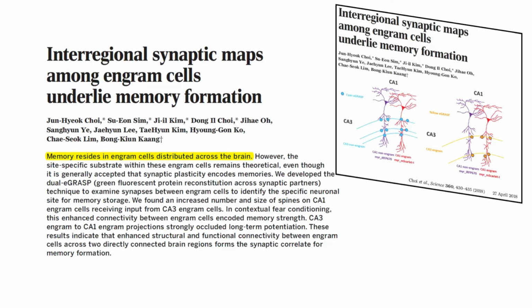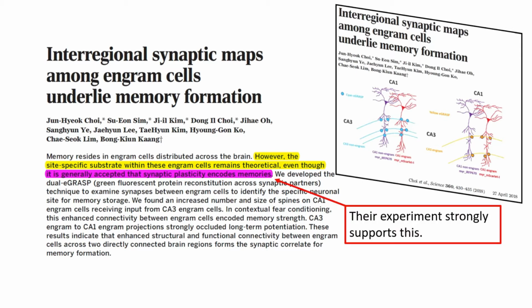With that background, let's try to read through the Choi et al. 2018 abstract. Here we go. Memory resides in engram cells distributed across the brain. However, the site-specific substrate within these engram cells remains theoretical, even though it is generally accepted that synaptic plasticity encodes memories. Now, this is what their experiment strongly supports.